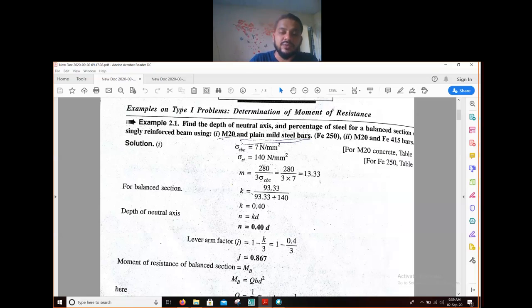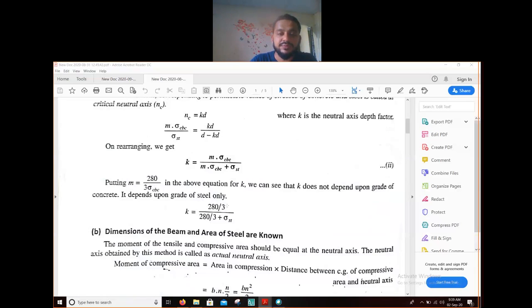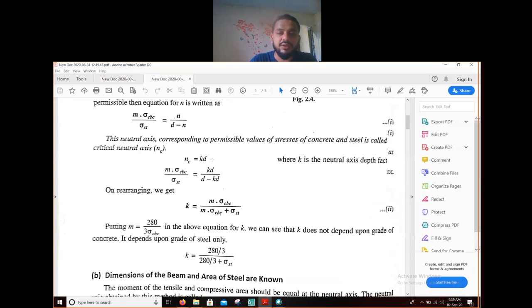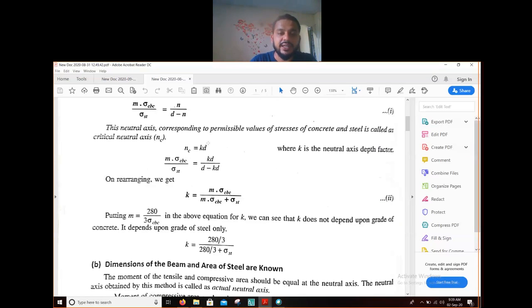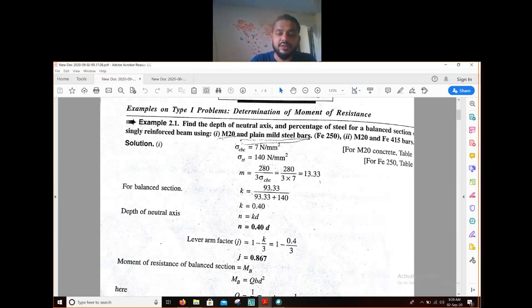After getting the value of K, we know from this PDF that depth of neutral axis n equal to kd. For a balanced section, n equal to kd. So put the value of K, it is 0.4. The value of d is not given, so d will remain the same, because we don't know the value of d. This small d means your effective depth. So since d is not given, the depth of neutral axis will be n equal to 0.4d. This will be your answer. We had to find the depth of neutral axis, so we have got the answer.